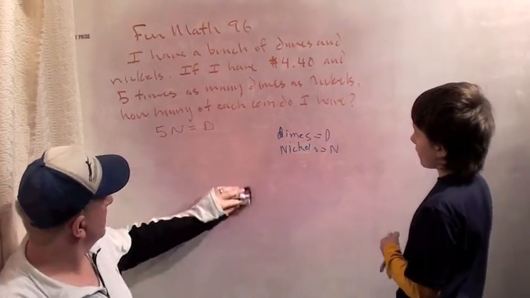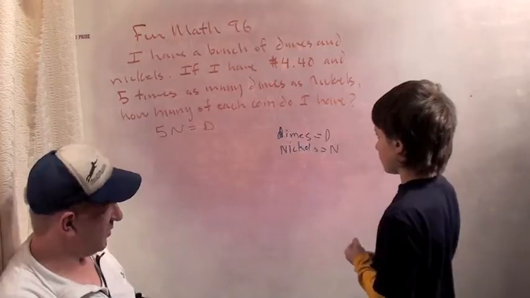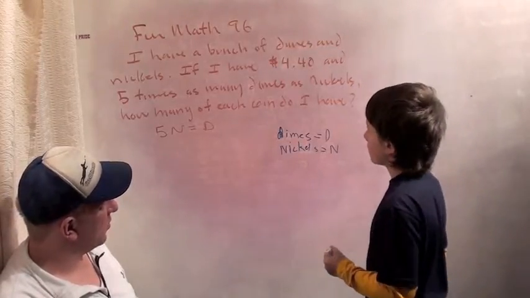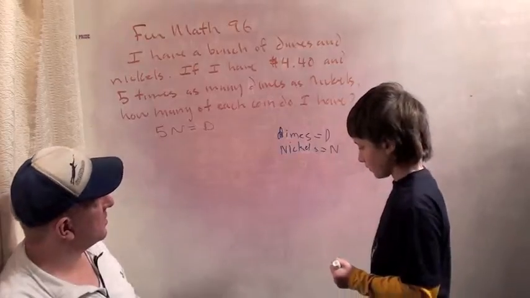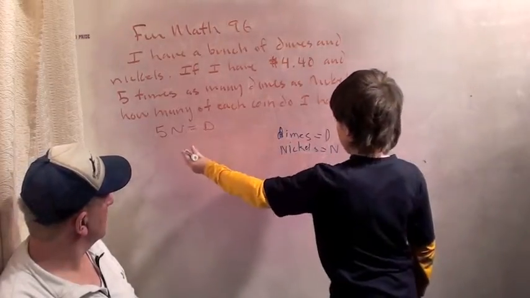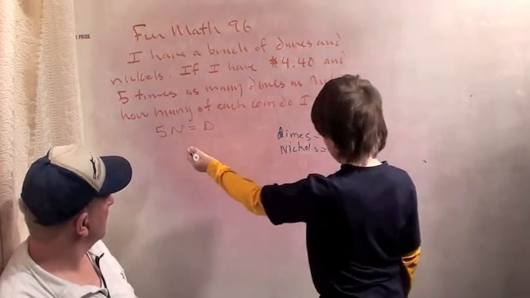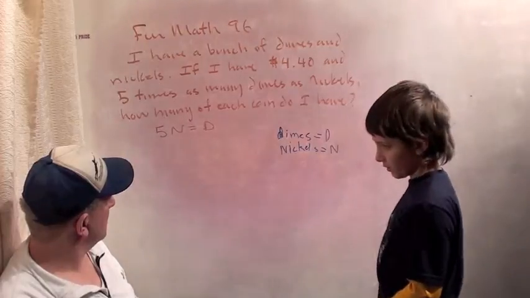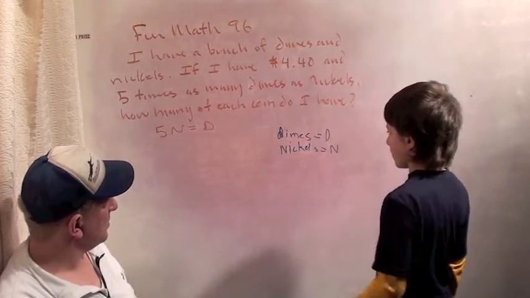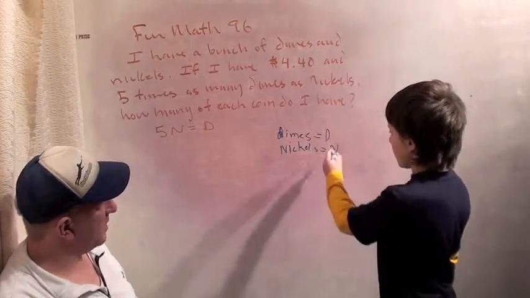Well, and you have $4.40. Okay, how does that come into play? What equation tells us that we have $4.40? Or, making it a little easier, 440 cents. The number of nickels is N. And nickels are worth 5 cents.